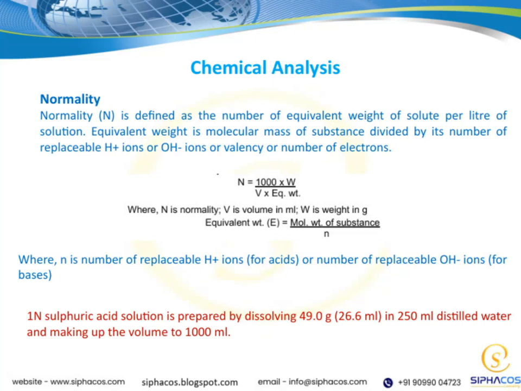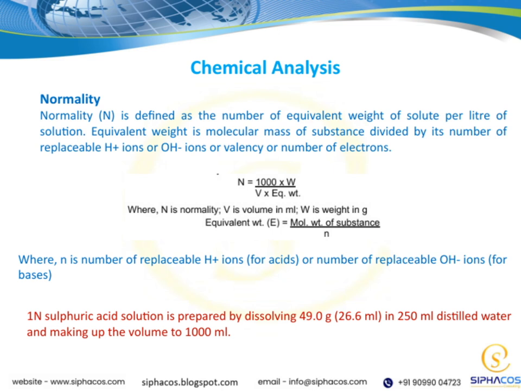Let's take a closer look at how sulfuric acid solution is prepared. We start by dissolving 49 grams, which is approximately 26.6 milliliters, of sulfuric acid into 250 milliliters of distilled water. Then, we make up the total volume to 1,000 milliliters. This process ensures we have a standardized concentration for our experiments.